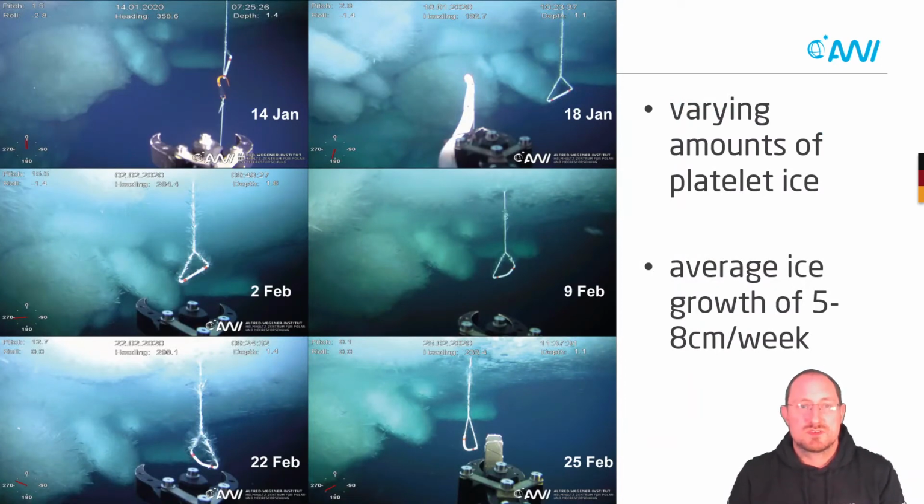Over the time, we observed various amounts of platelet ice. It was coming and going again. There was always some, but the intensity definitely changed. During that period, we also observed an average ice growth of 5 to 8 centimeters per week. So the ice was growing quite rapidly. So probably the platelet ice growth and the normal columnar ice growth were in some sort of competition.